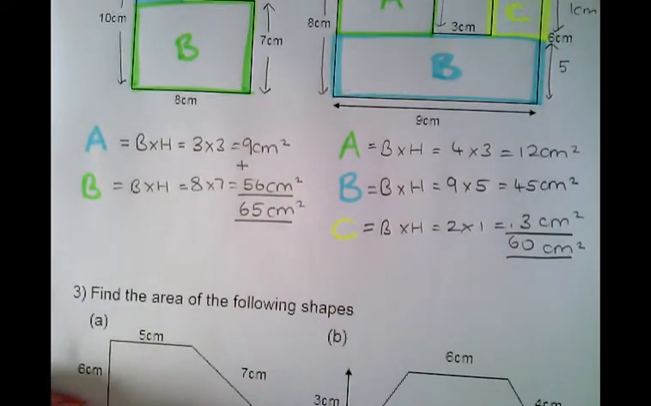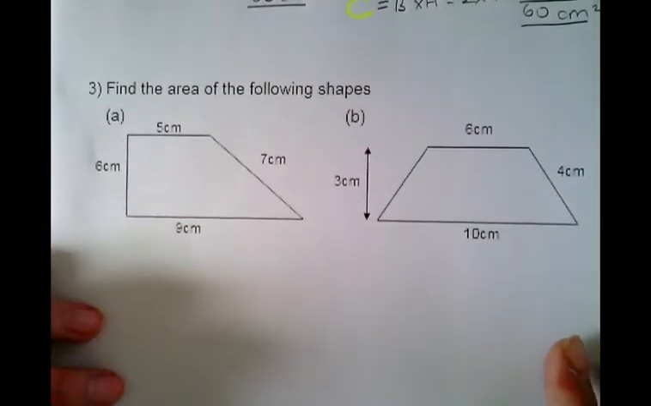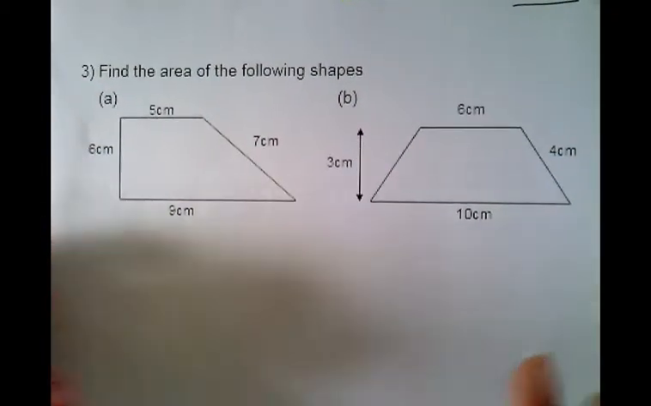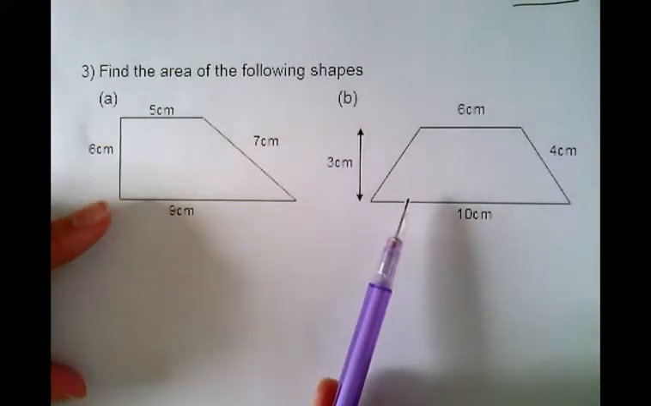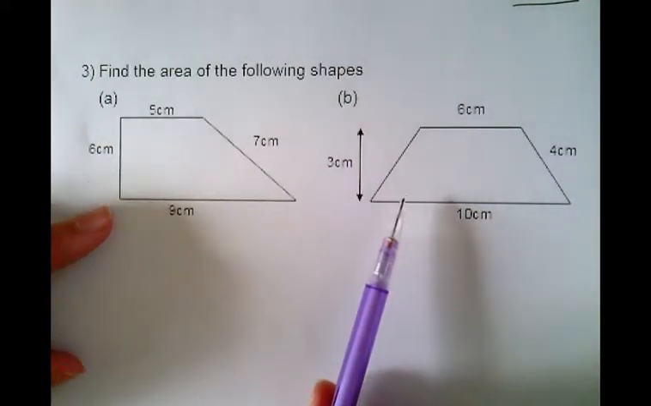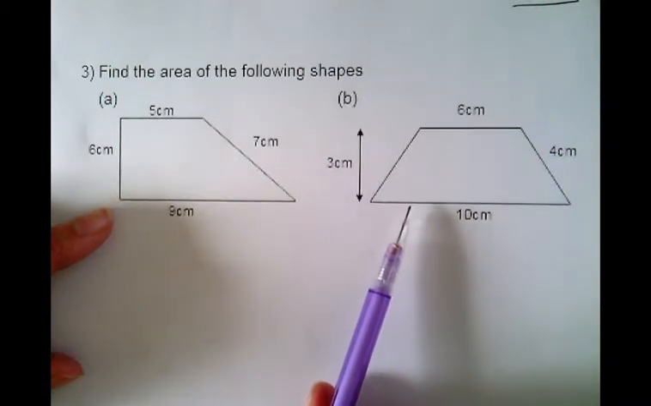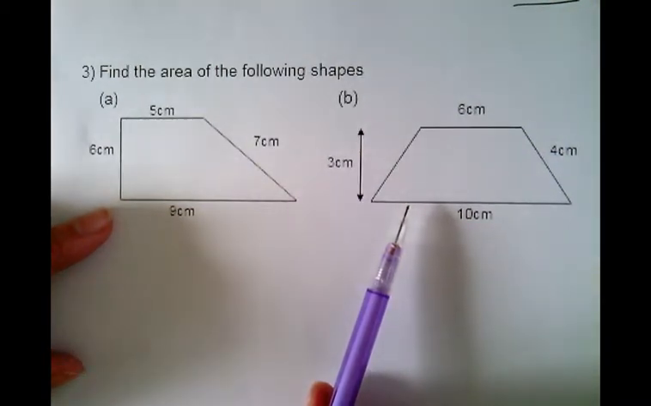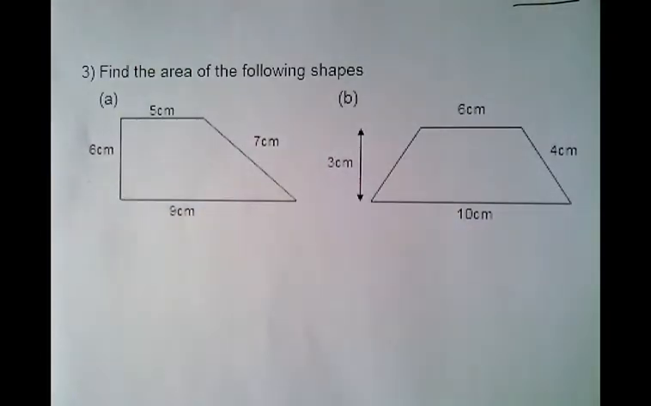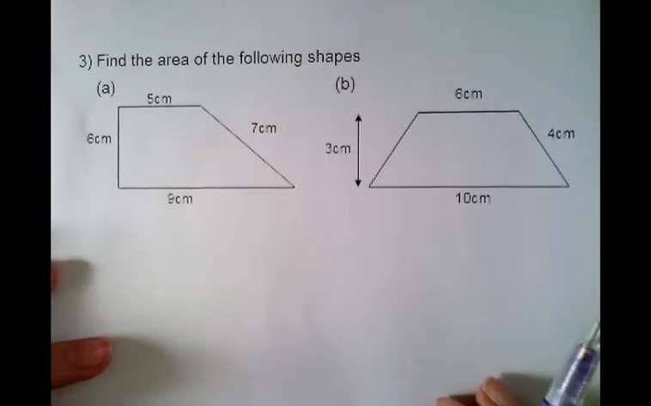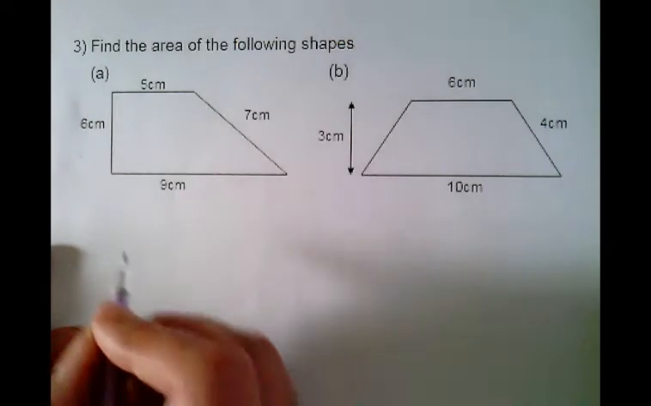Then number 3, find the area of the following shapes. So there's 2 different ways that you can do these ones. You can split them up the same way as I did the last question into rectangles and triangles, but the easiest way to do them is if you're able to recognise that they're trapeziums. So if you recognise that they're trapeziums, then you can use the formula, and it's given to you at the front of the exam paper.